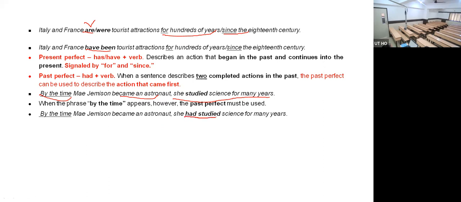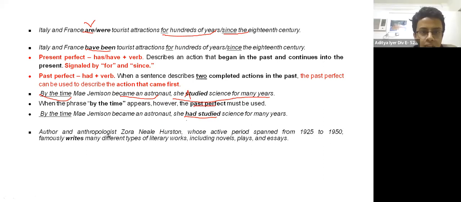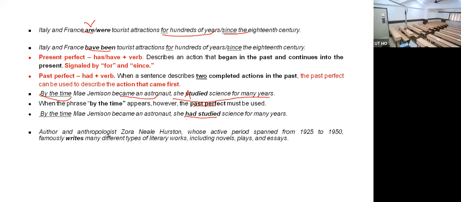Sorry, she had studied, not just studied, but since it is in the past, we will use the past perfect: had studied. Ma'am, what about she had been studying? Past perfect continuous. Here, would we use the continuous tense? Because both actions have been completed in the past.